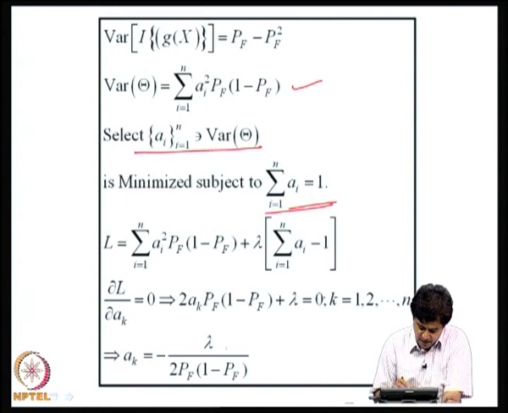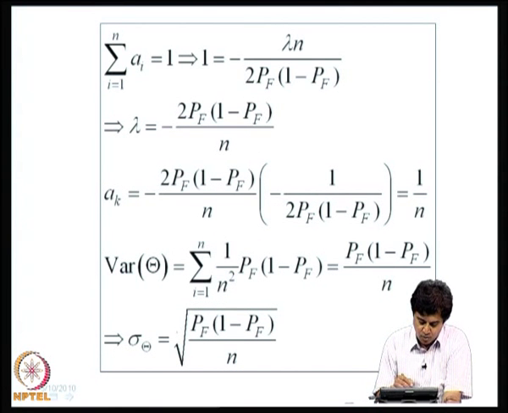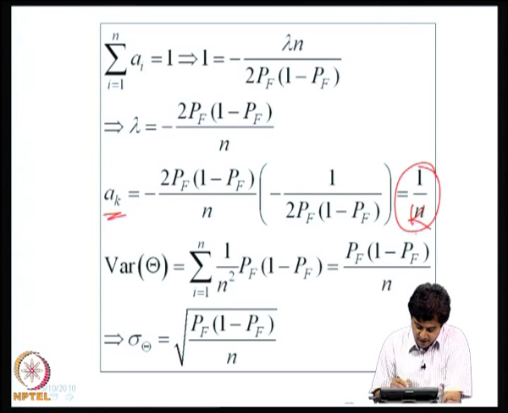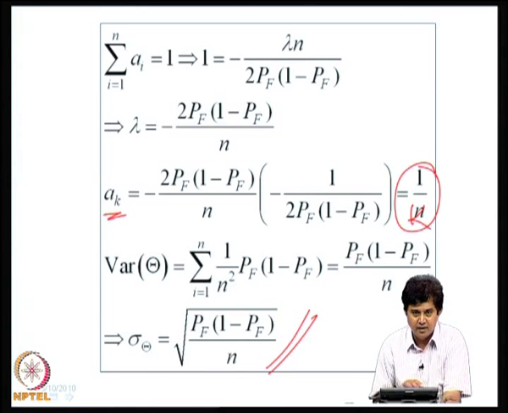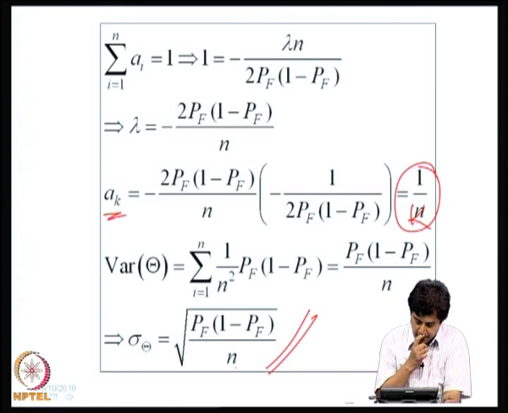So, we can solve for ai, and we have gone through this step in the discussion on the estimator for the mean, and we can show that ak is 1 by n. These are the optimal values of the parameters a1, a2, a3, ..., an, and the associated variance is given by square root of p(1 minus p) by n. So, this result is quite similar to what we did earlier in characterizing the estimator for the mean.